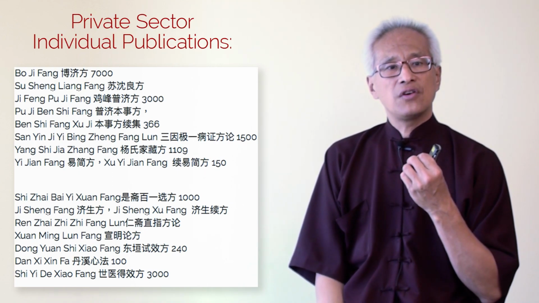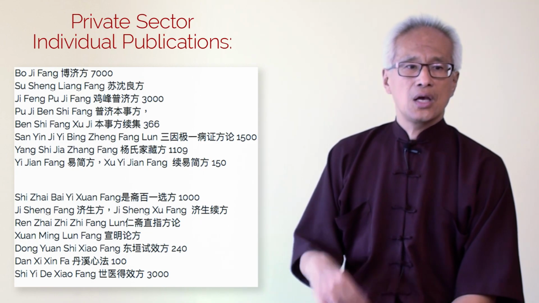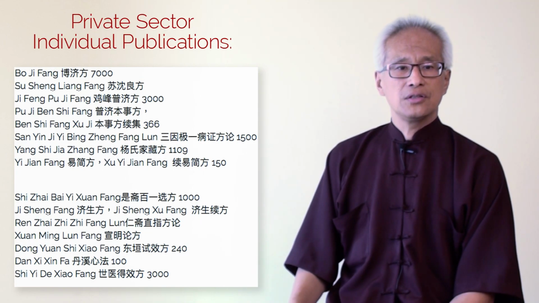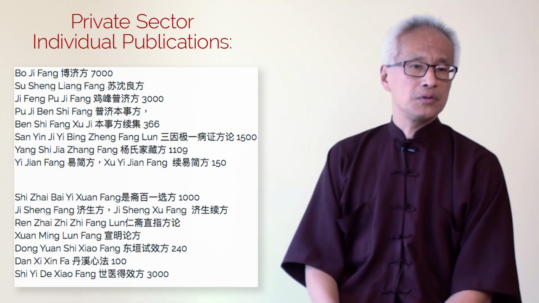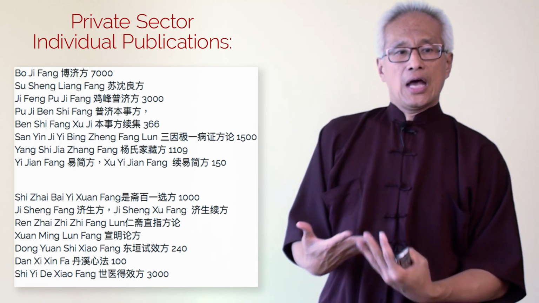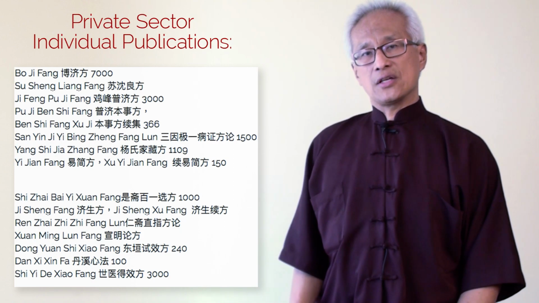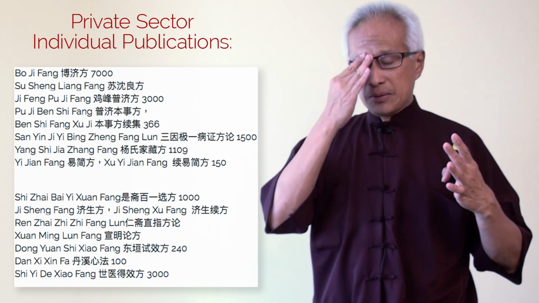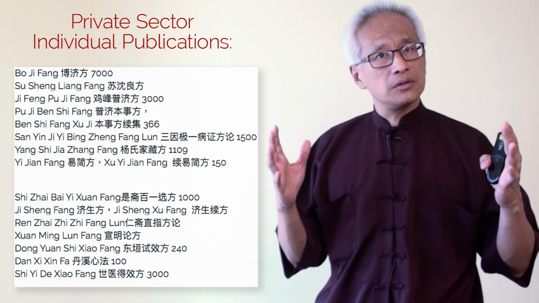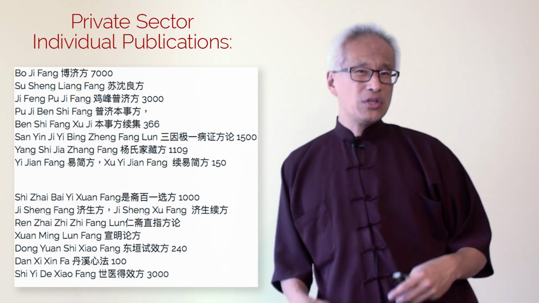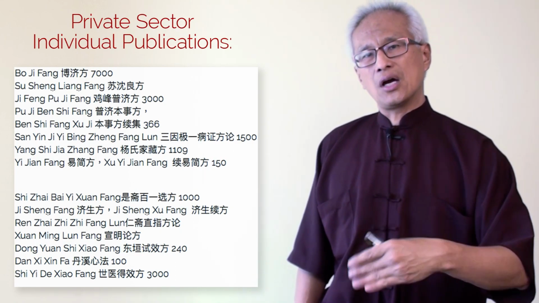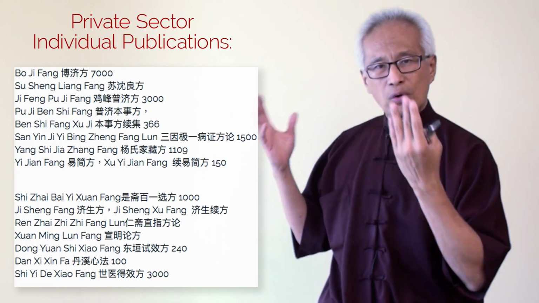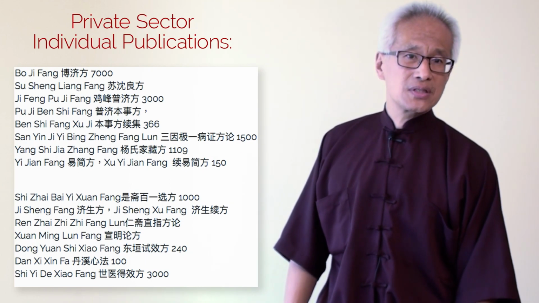There is Ji Shen Fang. There is Xuan Ming Ren Fang. There is Dongyuan Si Xiao Fang, about 200 formulas. Then there is the Si Yi De Jiu, about 3,000 formulas. So you can see they are becoming a lot of formulas. They're in the thousands. And when you get into the thousands, it gets kind of hard to learn from them, hard to read them. They become more of a reference book. And this continues onward.